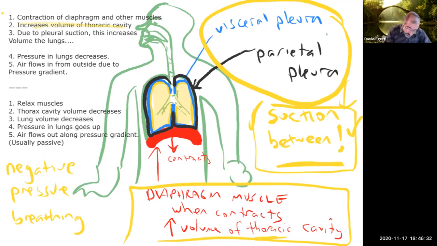You increase the volume, then that decreases the pressure, and only then does the air move. Sometimes people think, oh, the air comes in and that's why the lungs get bigger. But it's not. It's the lungs get bigger, which creates a low pressure zone, which then causes the air to flow in.